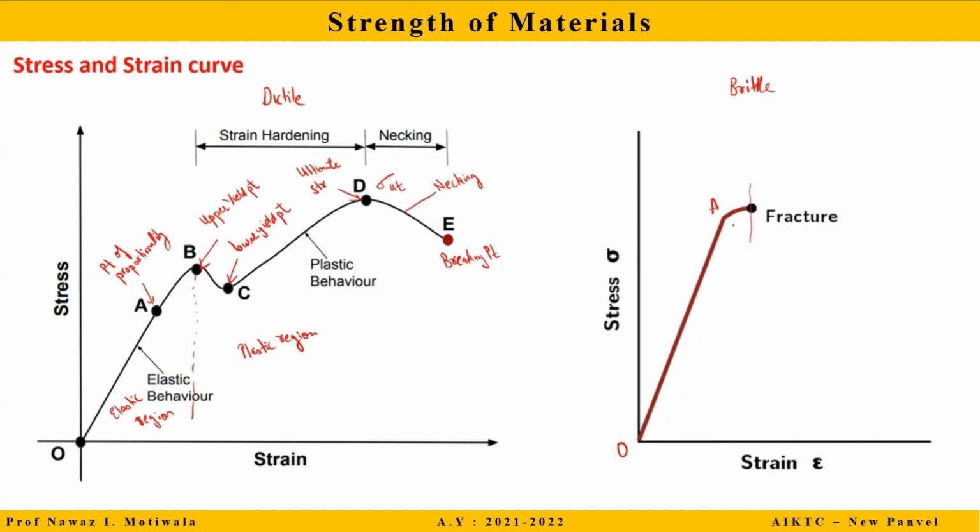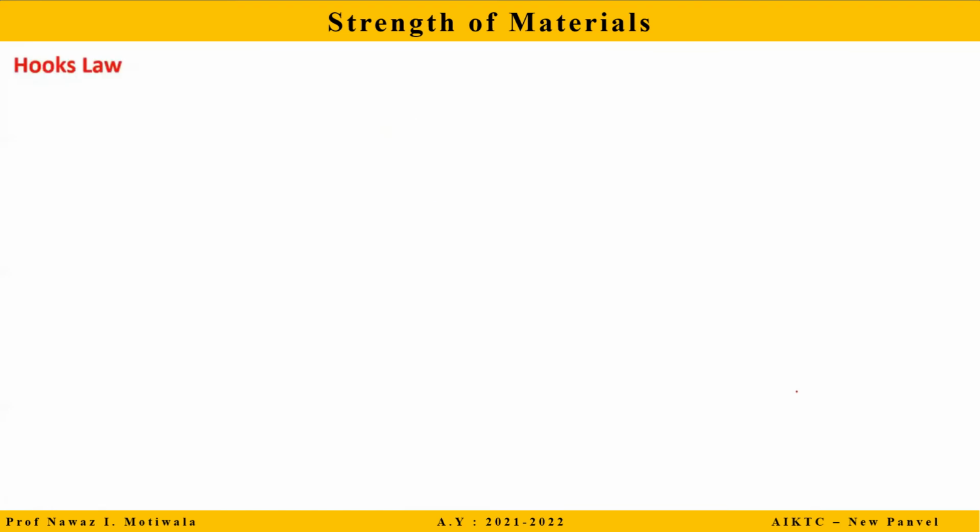The material will fail at this particular point only. So it is at the end of the elastic region only that the material will fail. So that kind of material will be known as a brittle material, and this kind of curve is known as a stress strain curve for a brittle material. So hope you have got it. Now let us proceed to some other concepts.